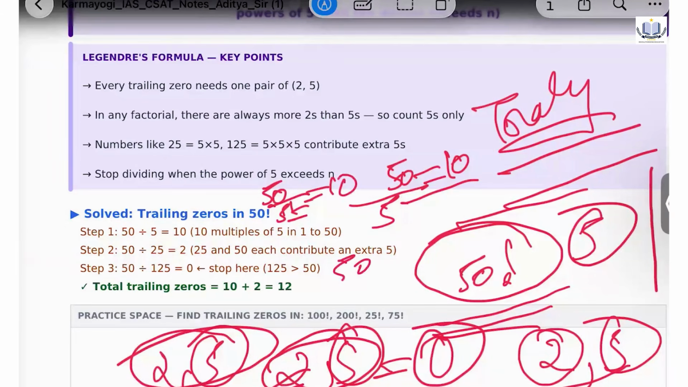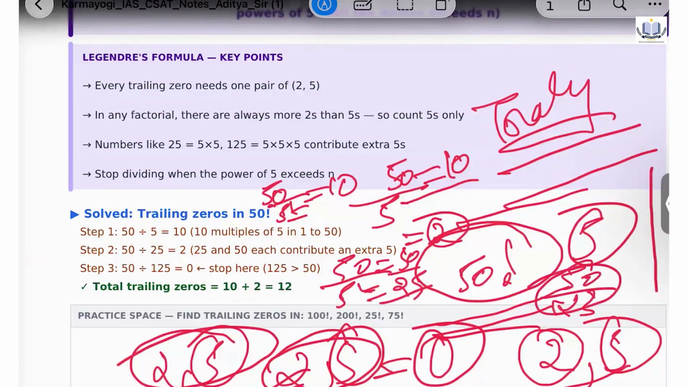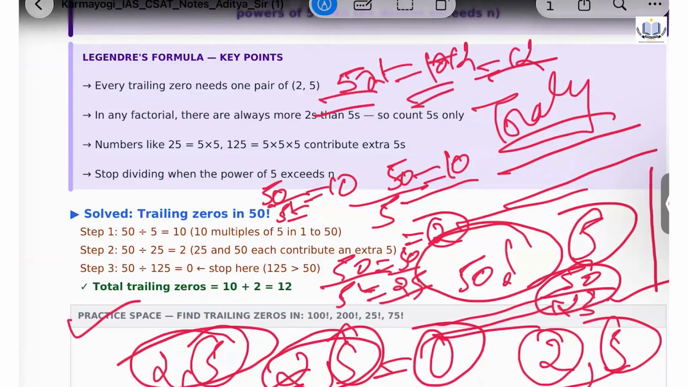Then 50 divided by 5 squared. So it will be 50 divided by 25. It will be 2. Now 50 divided by 125, it will become less than 1, so we will neglect it. This is the method which you have to apply. So if they are asking you trailing 0 in 50 factorial, it will be 10 plus 2, that is 12. So we have to concentrate only on the number of 5s.